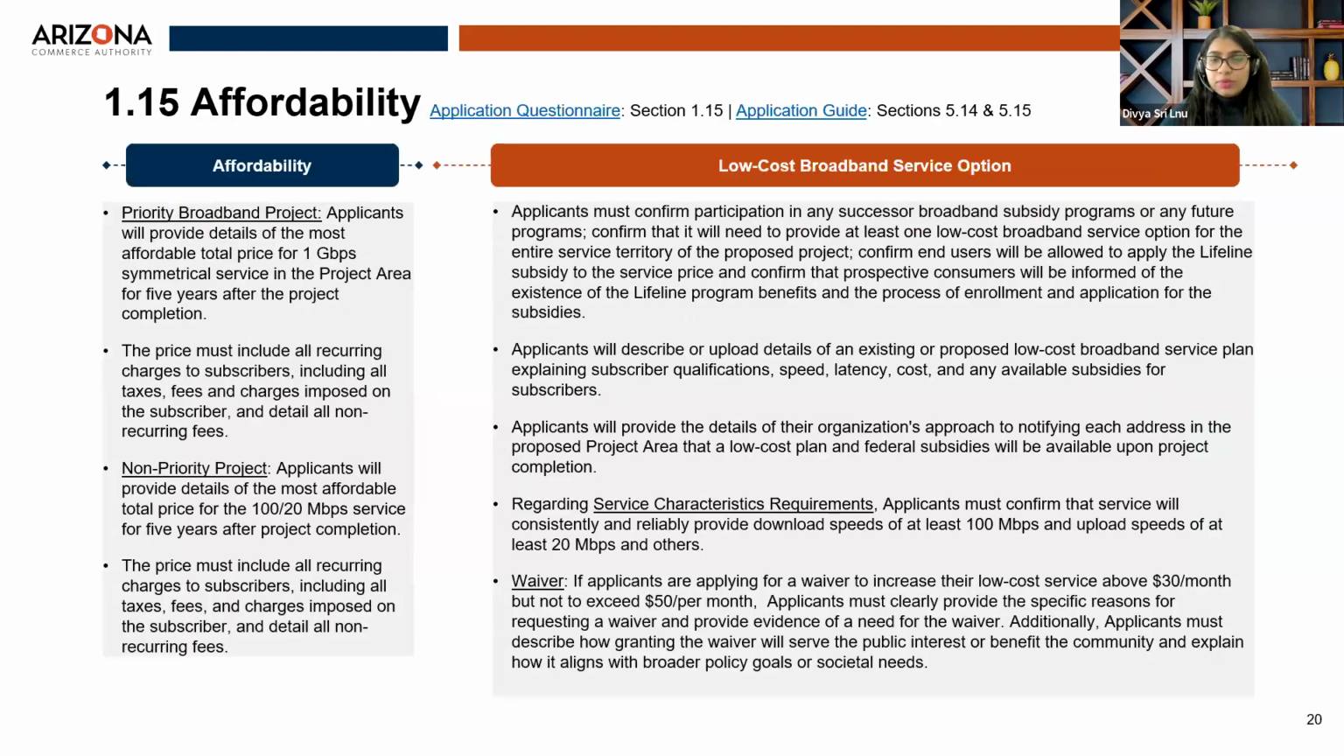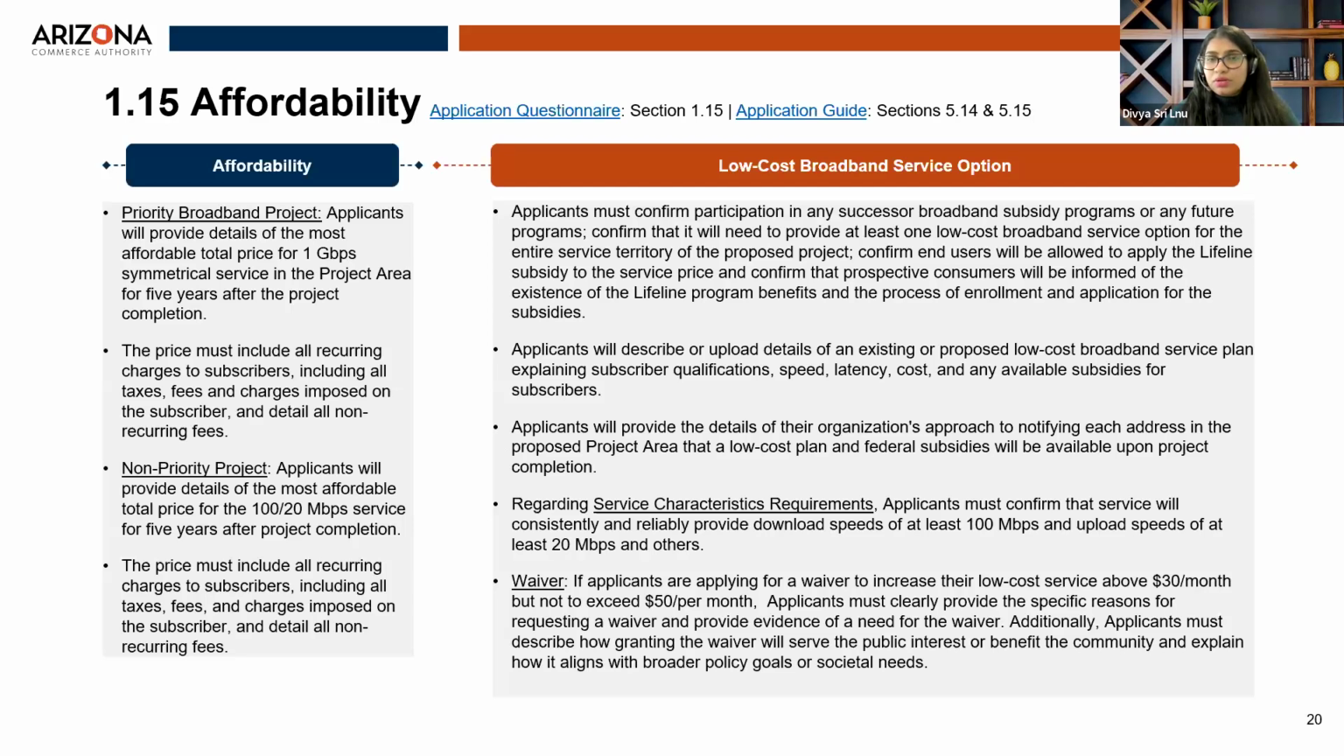The next section is the affordability section. Within this section, the applicants will be able to provide the cost to serve and the affordable total price for priority projects and non-priority projects, as applicable. Here, the price must include all recurring charges to subscribers, including all taxes, fees, and charges imposed on the subscribers. For priority projects, it would be the affordable total price for 1 Gbps symmetrical service for 5 years after the project completion. And for non-priority, it will be 100 by 20 Mbps for 5 years after project completion.